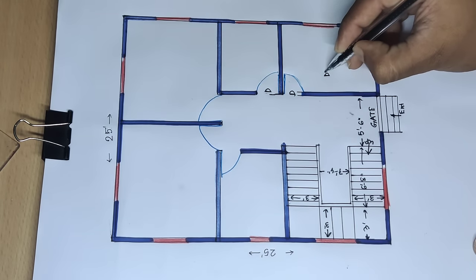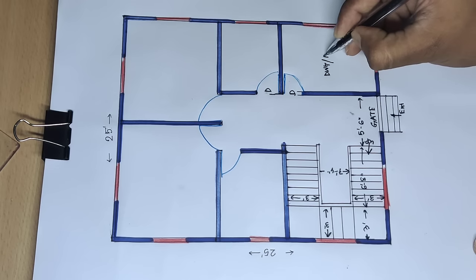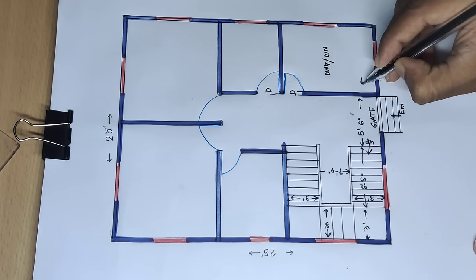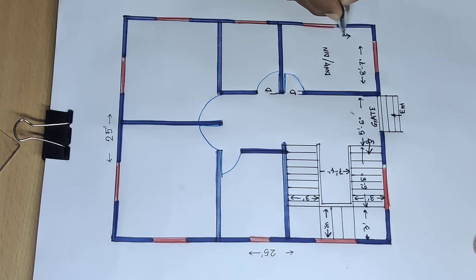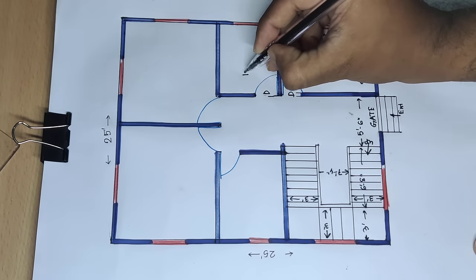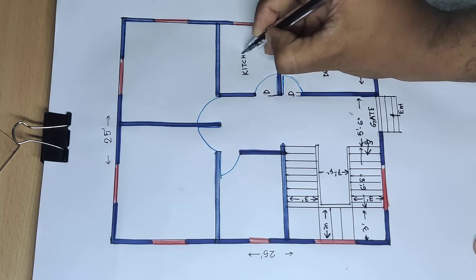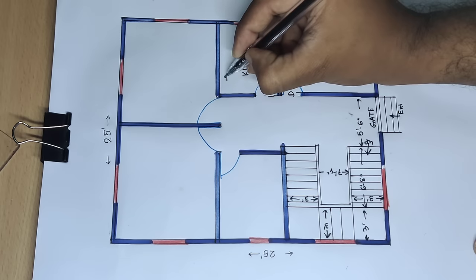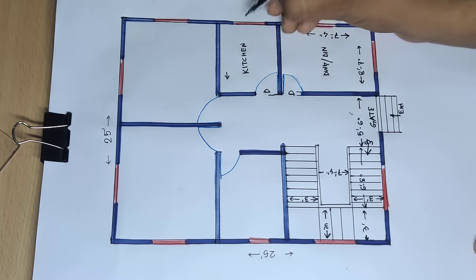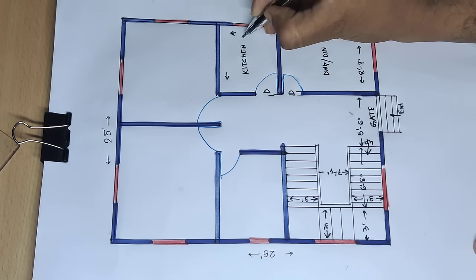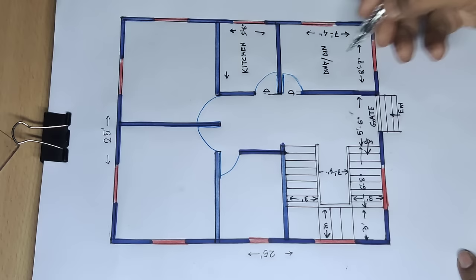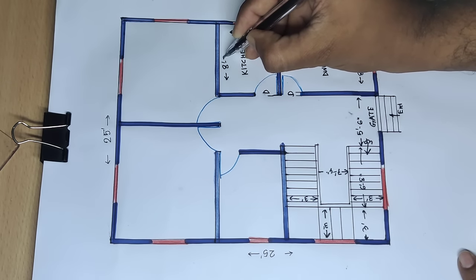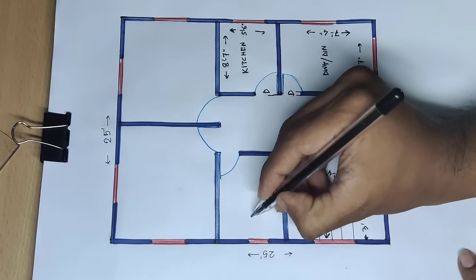Door. Drawing, dining, 8 feet 7 inch and 7 feet 4 inch. Kitchen, five feet 6 inch and 8 feet 7 inch.